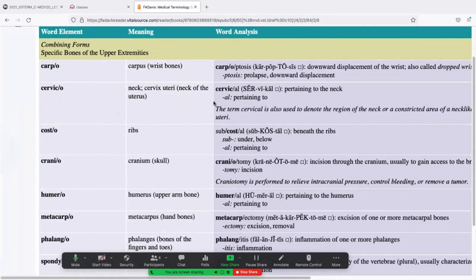Cervical, we already saw in our neck of our vertebrae. It's also used in the uterus when we talk about obstetrics, because the uterine muscle forms a little bottleneck at the bottom, right as it connects to the vaginal canal, and that's also known as your cervix, or specifically cervix uteri.